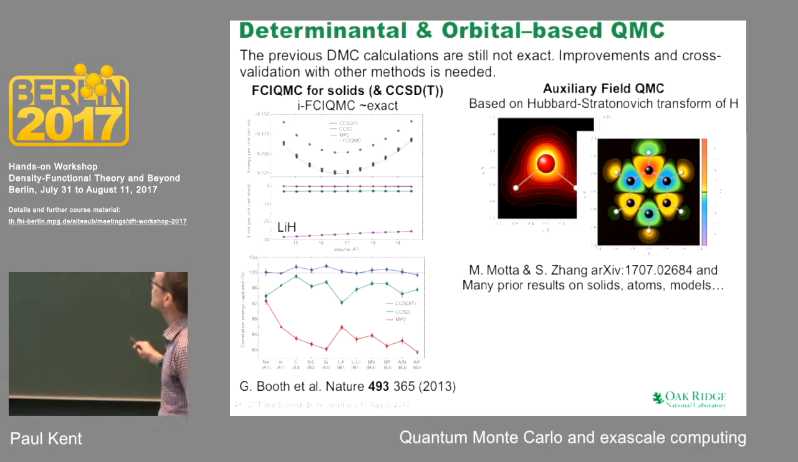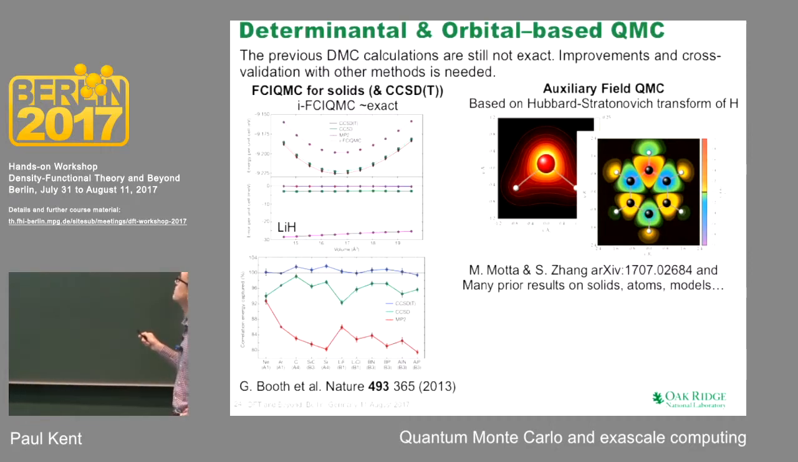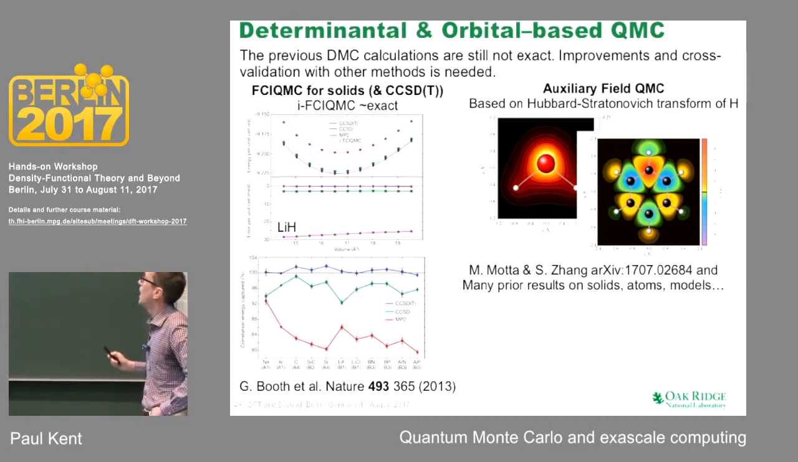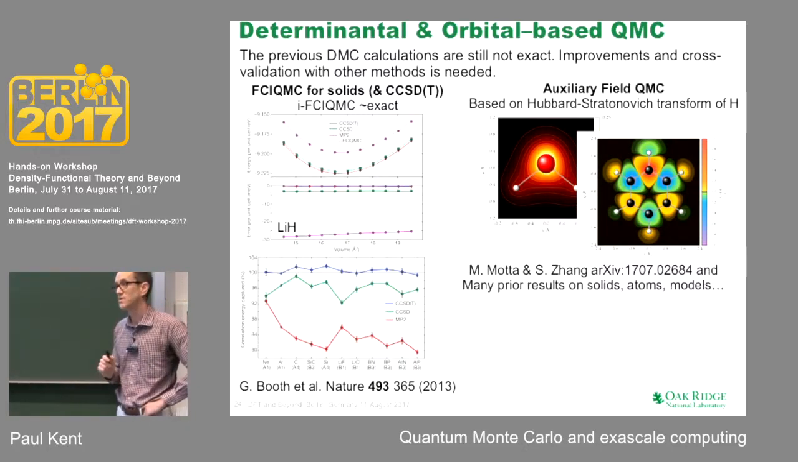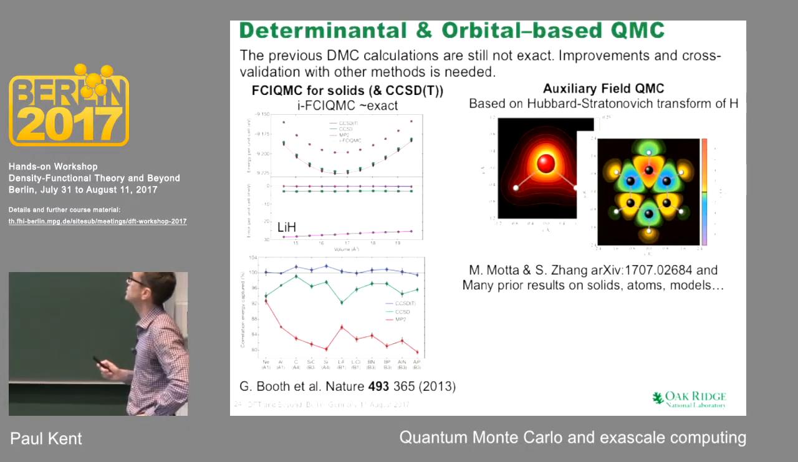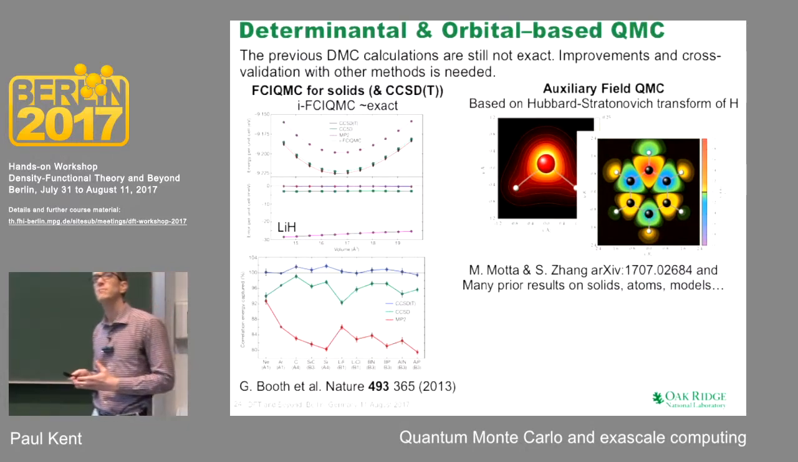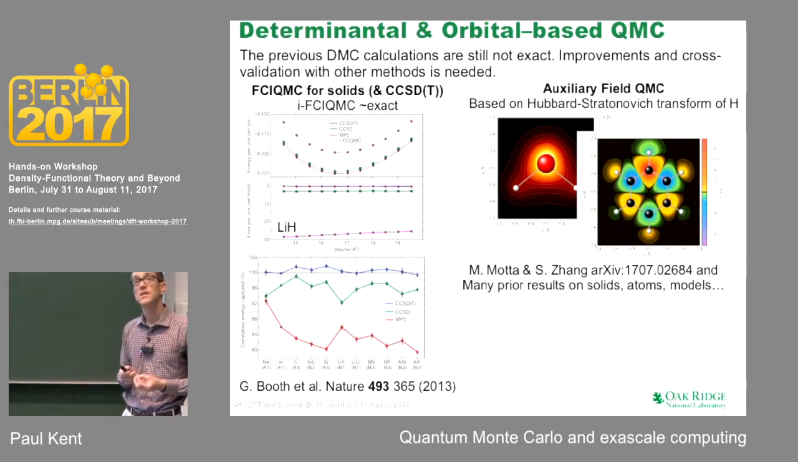So first here I'm showing on the left, there's a new method called full configuration interaction quantum Monte Carlo. And this was, I think, most famously demonstrated in solids in this Nature paper. And also, actually, a key point that some people miss about this paper is that it actually showed that coupled cluster with perturbative triples is actually very good in solids. So that's also a method to keep our eyes on. Full CI quantum Monte Carlo is nearly exact or essentially exact. But to date, it's only really been demonstrated on few atom primitive cell materials.